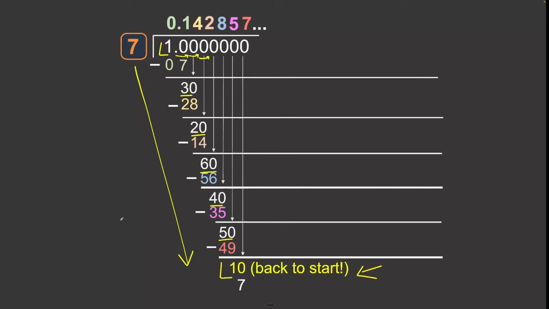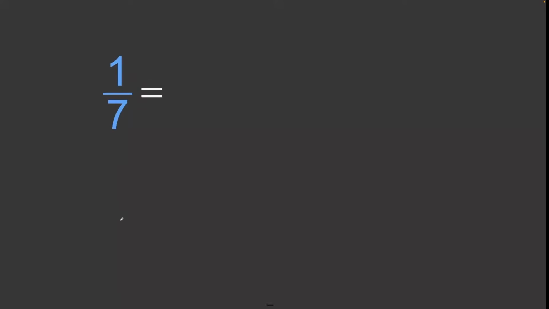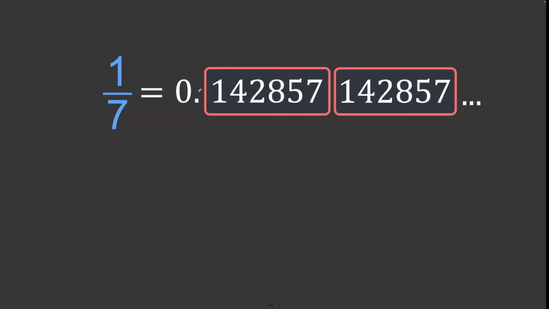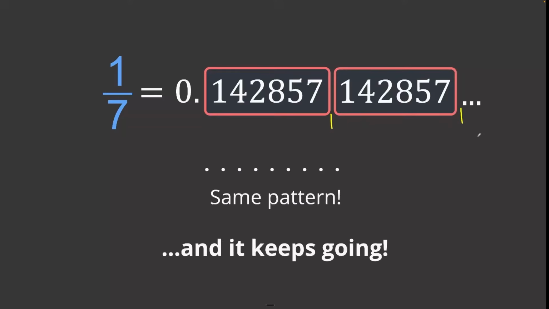So what does this mean? This means that the decimals are going to repeat. So we'll end up with 0.142857 and then 142857 and again 142857, and this will keep repeating forever and ever. The same pattern keeps going.